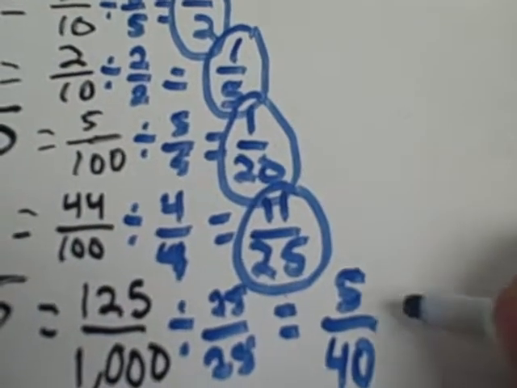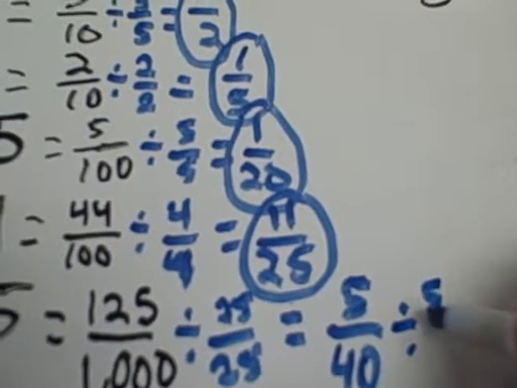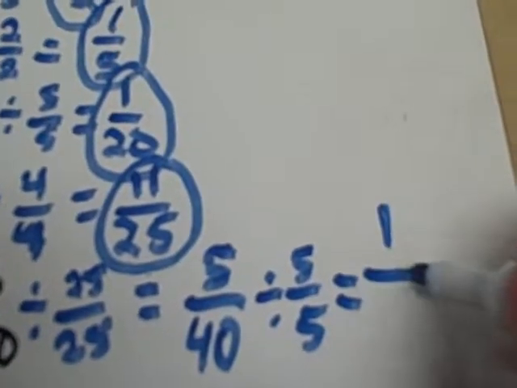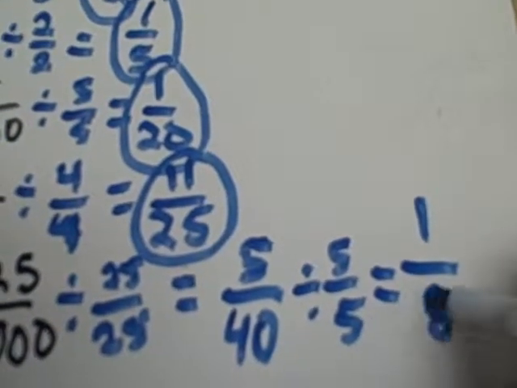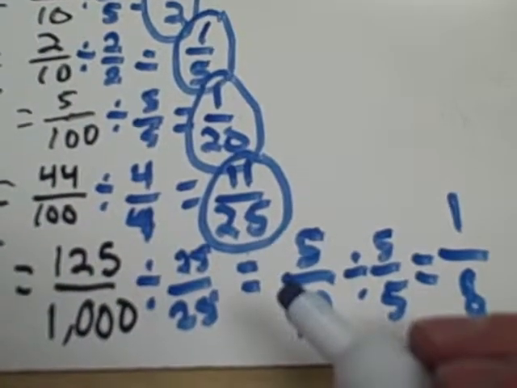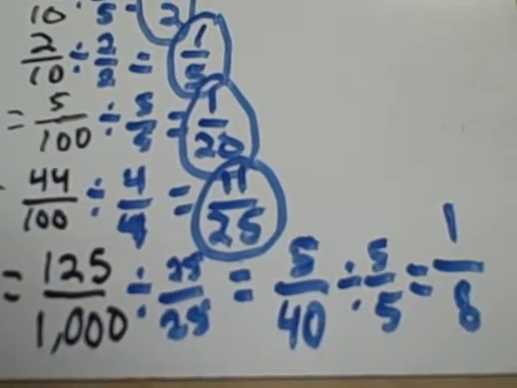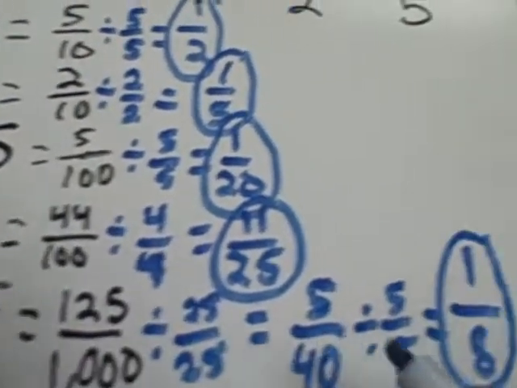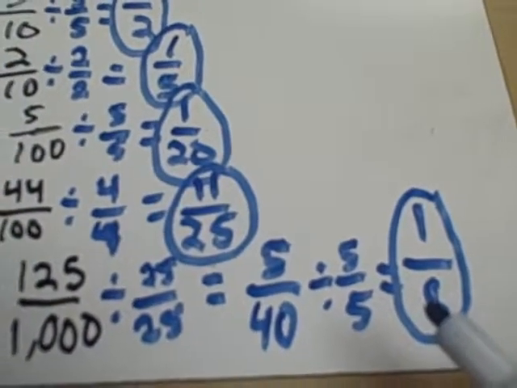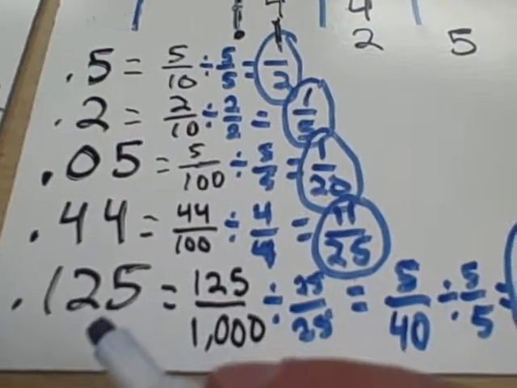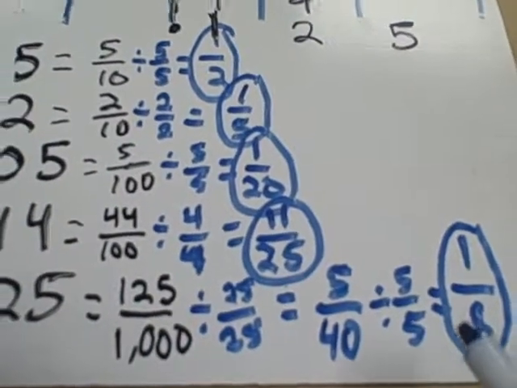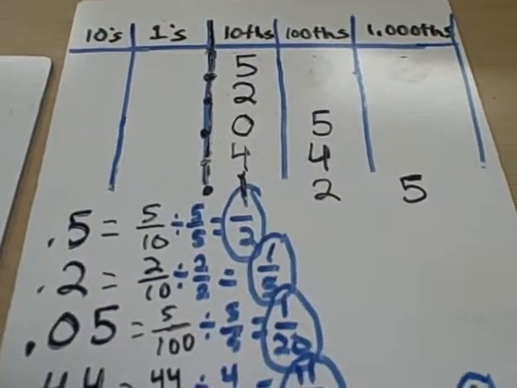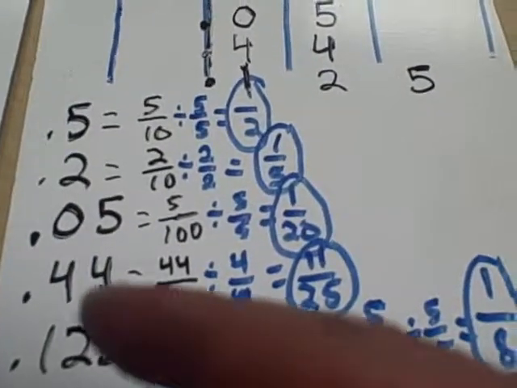I can divide 5 and 40 by 5 again. 5 divided by 5 is 1. 40 divided by 5 equals 8. Even the teacher makes a mistake sometimes, so I actually had to simplify twice. But in the end, I realized that 0.125 is equivalent to 1/8. And essentially what we're saying is, if you multiply 0.125 times 8, you'll get a whole. It's pretty cool. So I hope that helps you figure out how to convert decimals to fractions.